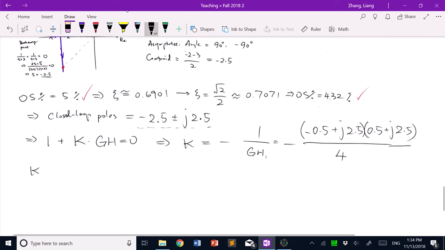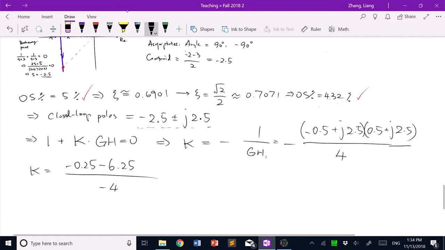So going forward, let me put this negative 4 here, and if minus 0.5 plus 0.5, so minus 0.25. If j2.5 times j2.5, that will be minus 6.25. Okay, since j squared is negative 1.